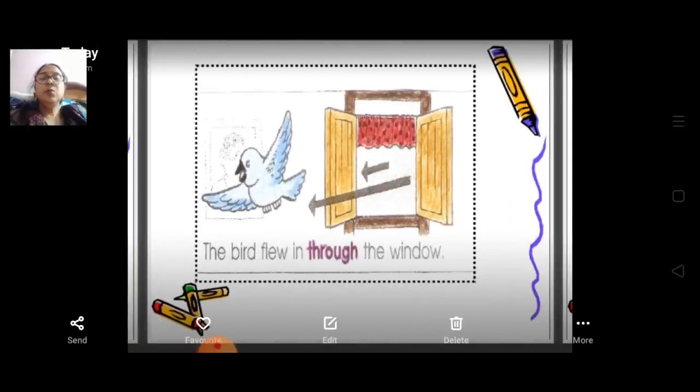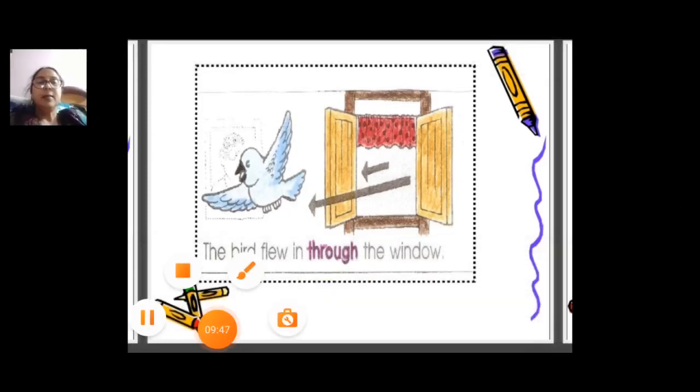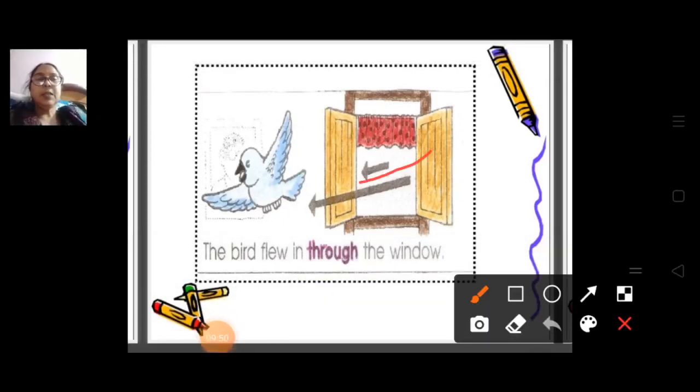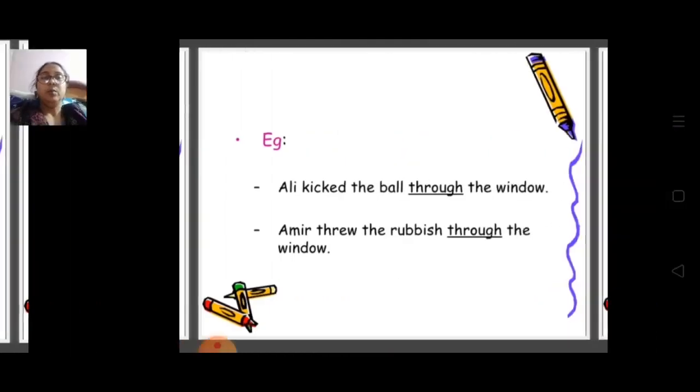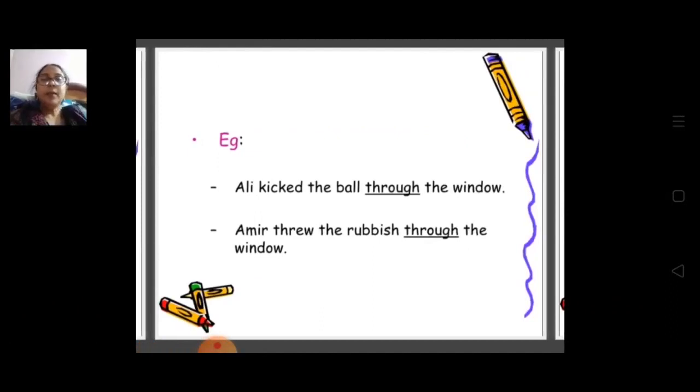The bird flew in through the window. It means, you can see in this pic that through the window, it is going inside to outside. The bird flew through the window. It means it is moving from inside to outside. So that is why we are using through over here. Now a few examples. Ali kicked the ball through the window. Amit threw the rubbish through the window.